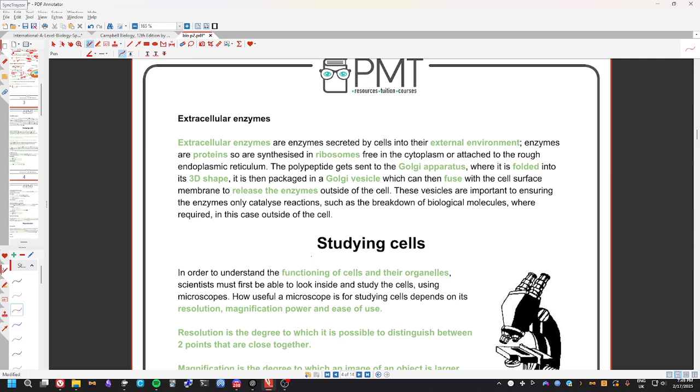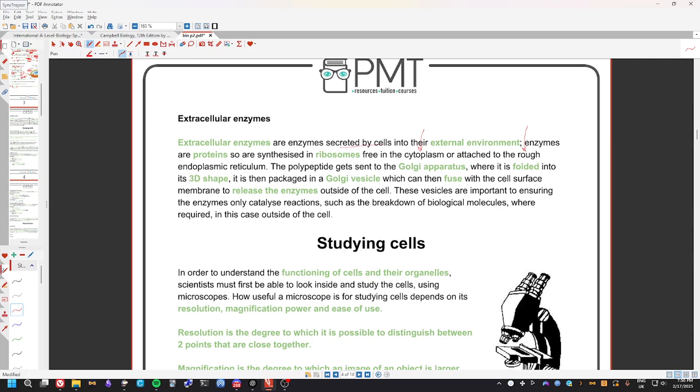So lastly, we're going to be talking about extracellular enzymes. There's also intracellular, but I suppose only extracellular we're going to talk about here. They are secreted by cells into the external environment, the solution, or perhaps if it's a cell inside a cell, then the cytoplasm. Enzymes are proteins, right? So they're synthesized in ribosomes, because that's where protein synthesis happens. As you remember, they could be free in the cytoplasm, or they could be attached to the rough endoplasmic reticulum.